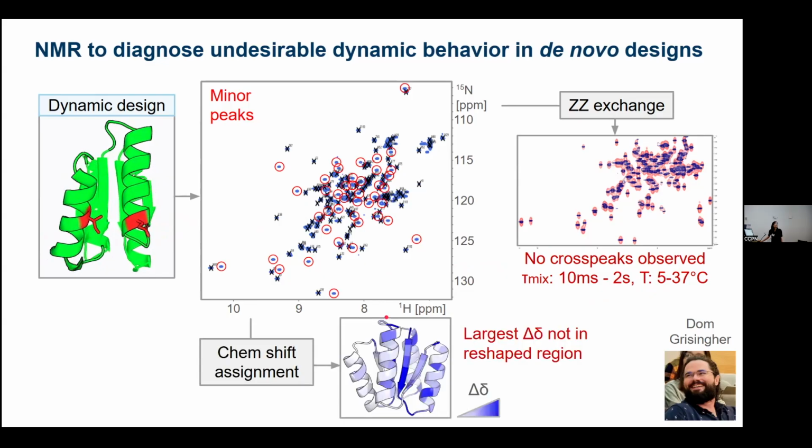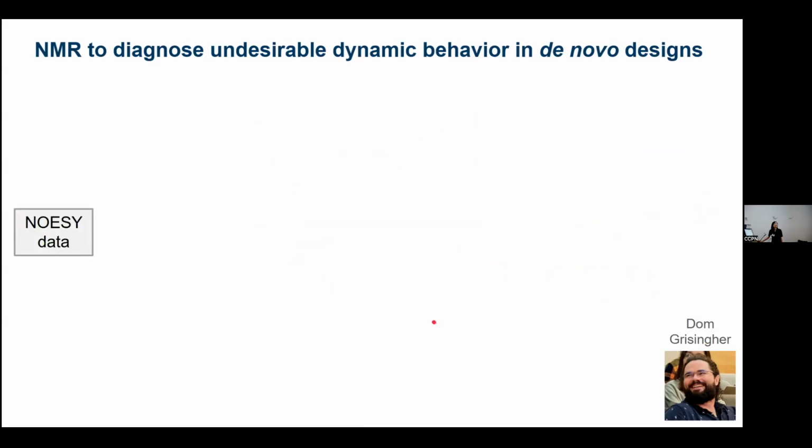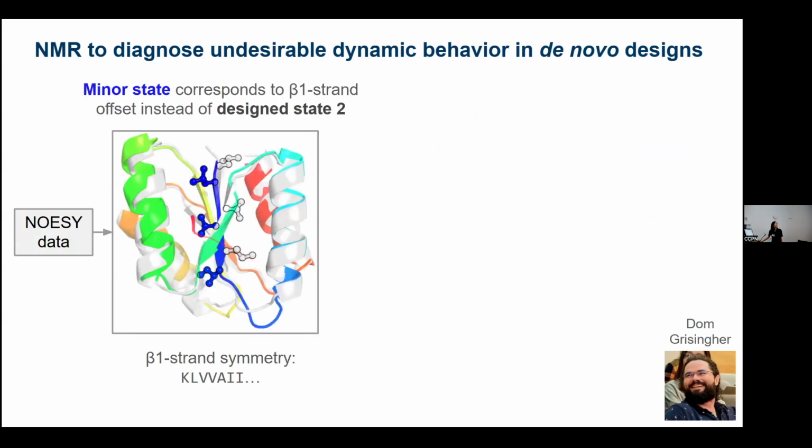And then when I assigned the chemical shifts for the major and minor peaks and plotted the magnitude of the difference, structurally, you can see they don't really fall within the reshaped region, which are these two helices on the left, but they're much higher in this beta strand. And so it turns out when we then collected some NOESY data, it seemed like those minor peaks were not arising from his design motion, but actually from two different conformations of this beta strand.